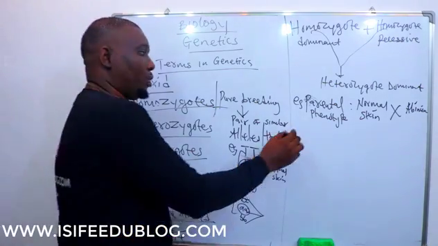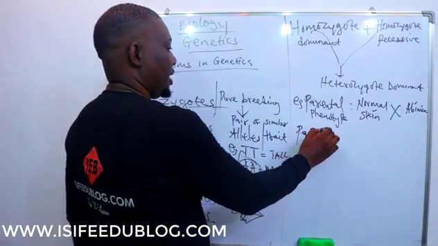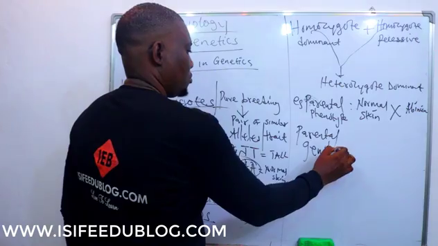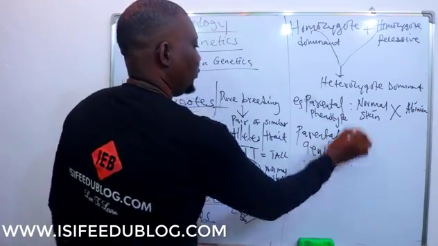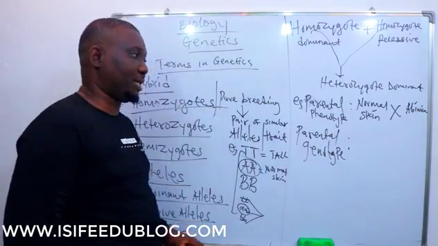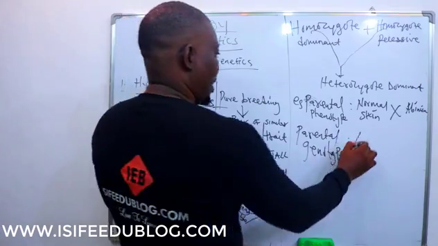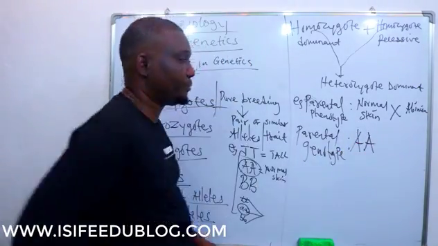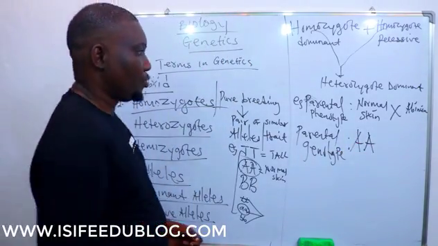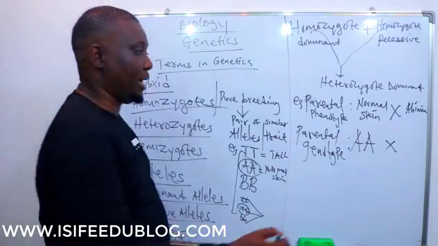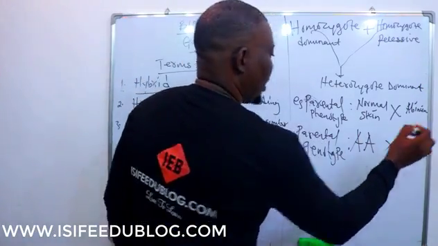And then if we want to look at the genotype now, since normal skin is the dominant trait, we connote it with capital or uppercase letters AA. And then we are crossing with albinism. The albino gene will be represented by lowercase letters.